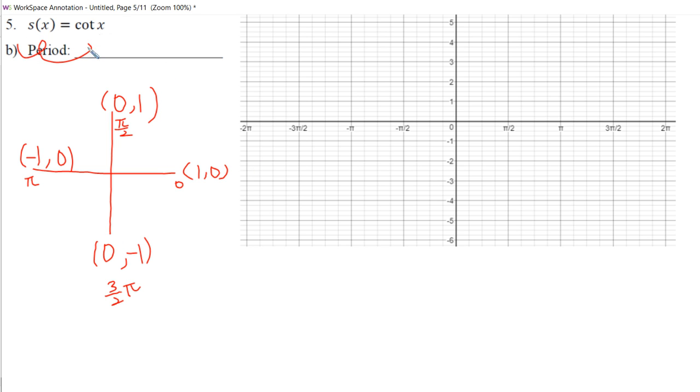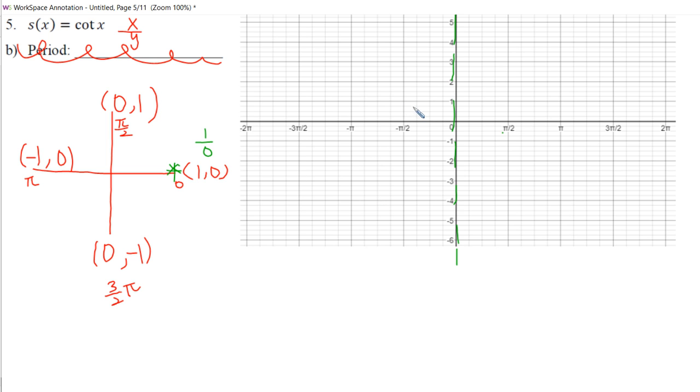Now, once again, we're not doing the period. Cotangent is x over y. So I'm going to go around this circle counterclockwise starting at 0 and do x over y. So in this case, it's 1 over 0, which means undefined because 0 is on my denominator. So I graph undefined by graphing an asymptote.